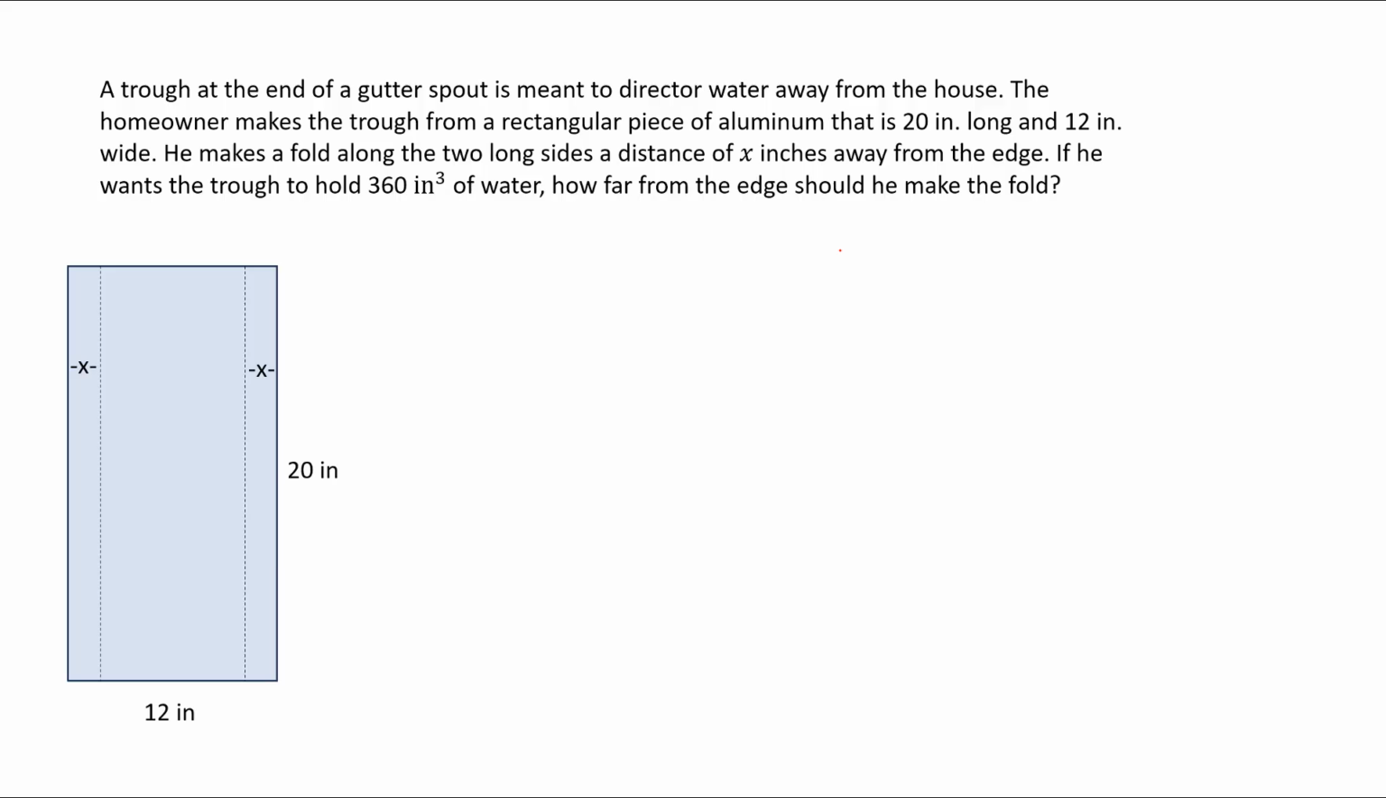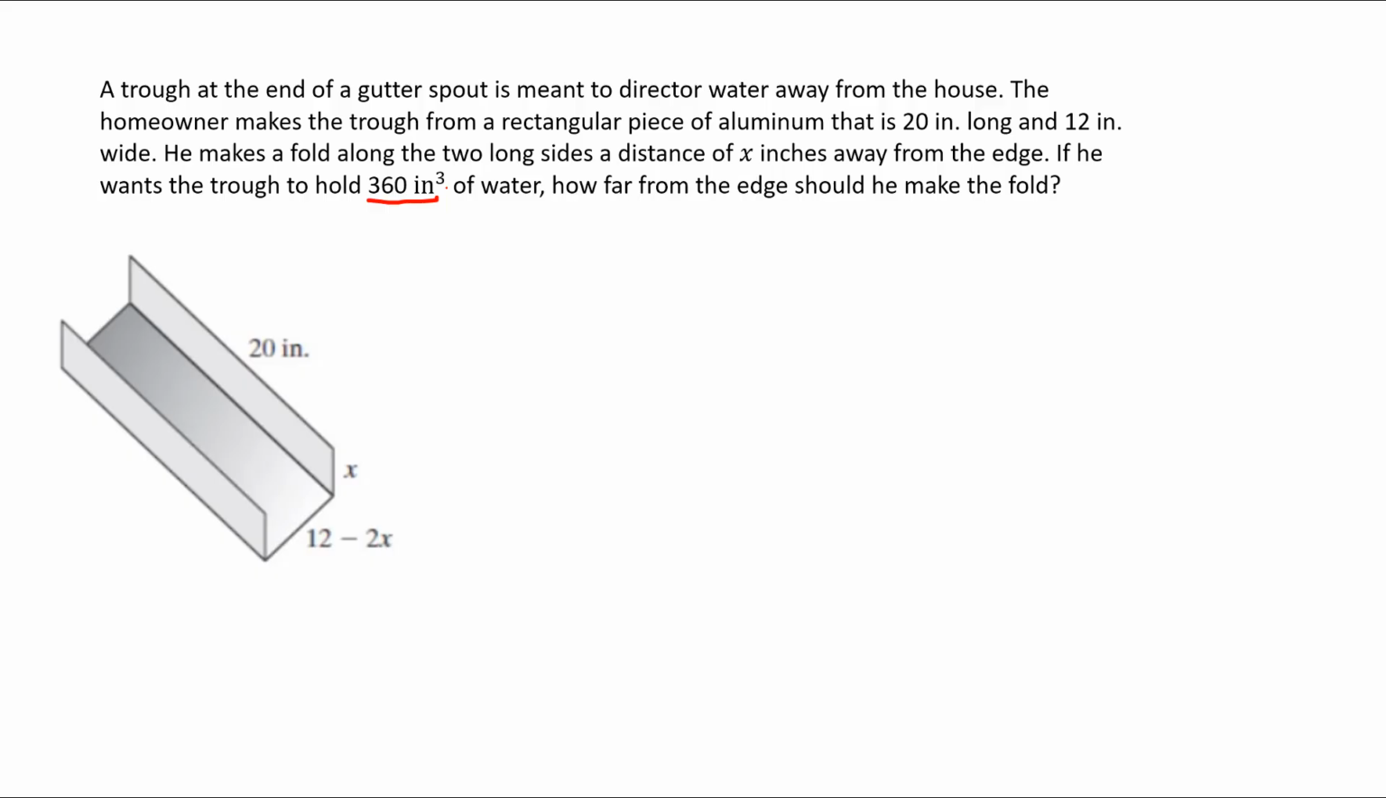We don't know what that is, but we do know that we want this trough to hold 360 cubic inches of water. Of course, it can't hold it for very long, because at the ends it will just come out. But that's the whole point. It's supposed to be like a gutter, right? So we just want it to represent a box that has a certain width, height, and depth, so that it will hold 360 cubic inches of water.